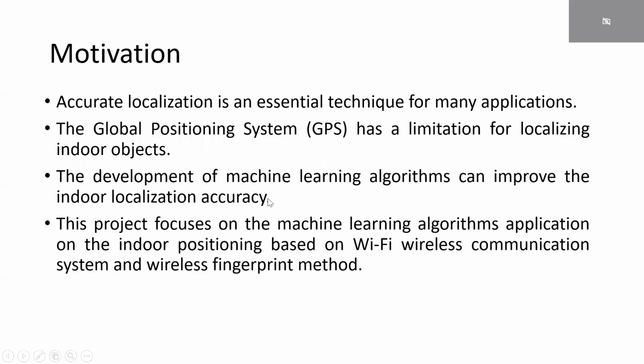First, let me introduce our motivation. Currently, accurate localization is an essential technique for many applications, for example, rescue and travel navigation. However, the most popular method of localization, GPS, the Global Positioning System, has a limitation for localizing indoor objects because the building will block the signal from the GPS satellites.